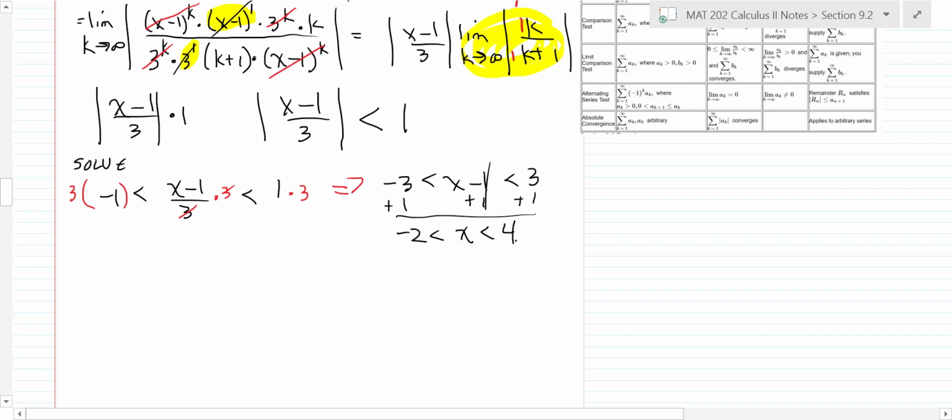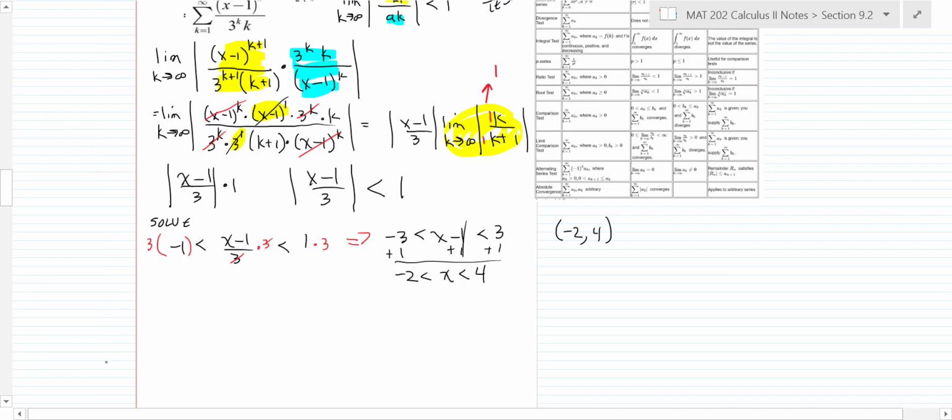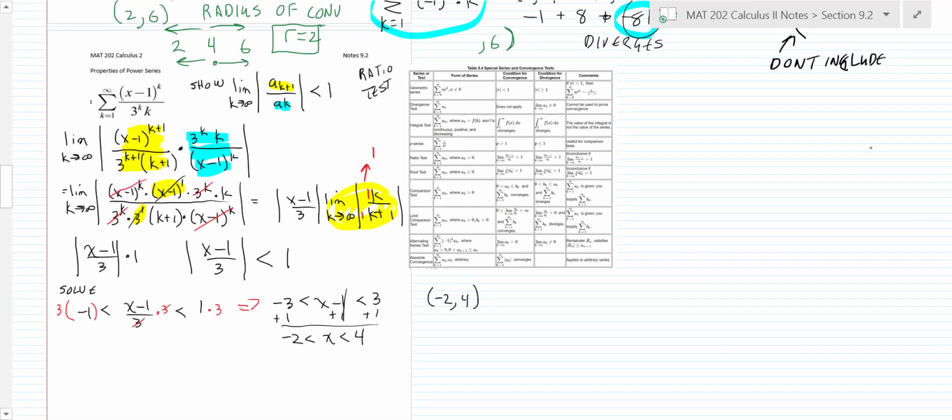Okay, so that is a potential interval of convergence. We're not done with the problem yet, but let's kind of talk about what we've done so far. All right, now what does that mean? In this problem, you have a range of places where this converges. That means if x is between negative 2 and 4, then this whole series will converge.